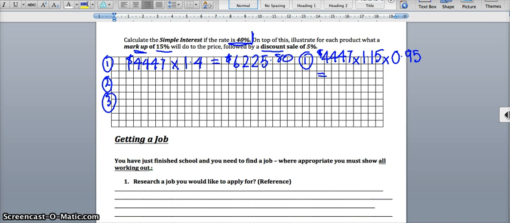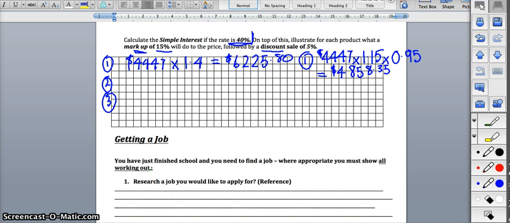If you do that on your calculator, 4447 times 1.15 times 0.95, it straight away brings you to the cost of your item. But in the past, the way you probably would have gone about that would have been to say, I'll find 15% of that, then I'll add it to that, and then I'll find 5% of that and take it from that, and eventually you get the answer. So there's so many more steps without the multiplier process. So that's how you do that one. Any questions with that? Okay.